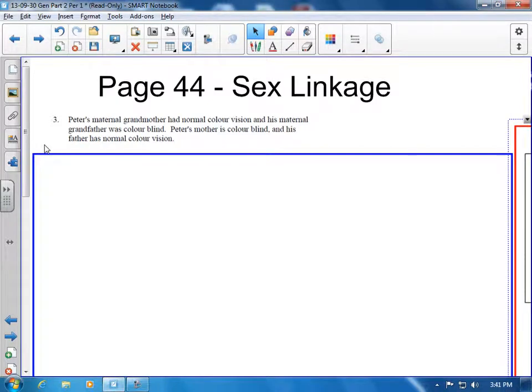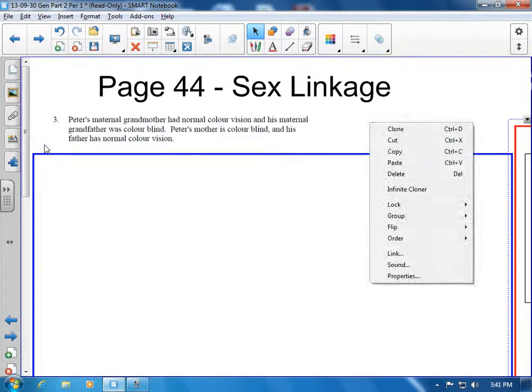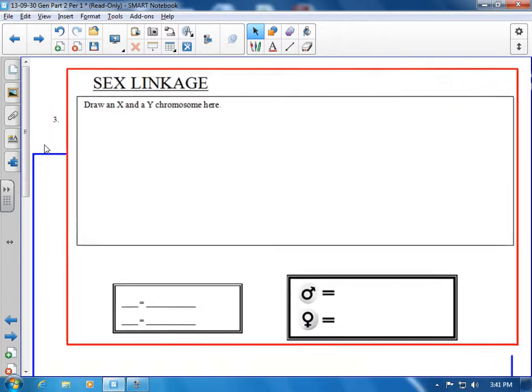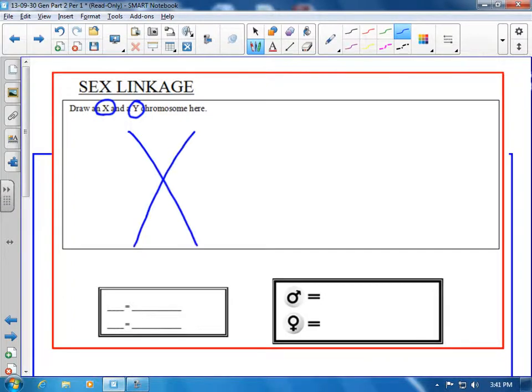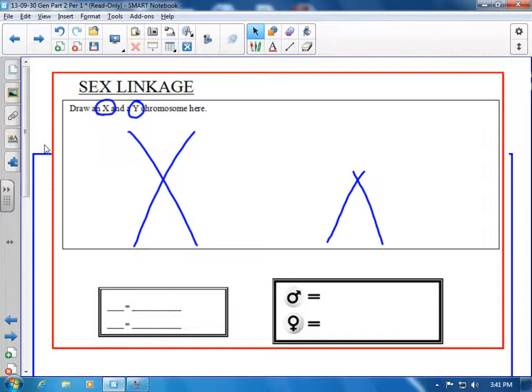All right, guys, on page 44, we find a new type of problem called a sex linkage problem. Before we can understand exactly how sex linkage problems work, I want to take a closer look at what we mean by sex linkage. We have to take a quick view of what we mean when we say draw an X chromosome or draw a Y chromosome. An X chromosome is nice and big like that, whereas a Y chromosome actually doesn't look like a Y at all. Instead, it looks a lot like an X chromosome, except that there's a section that is missing.